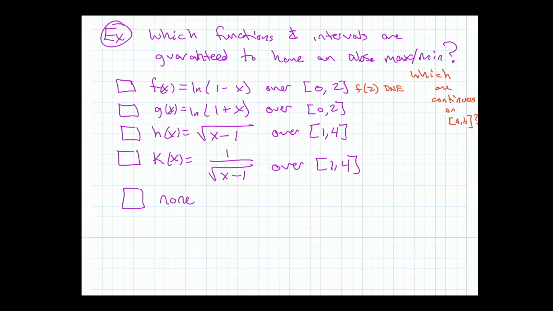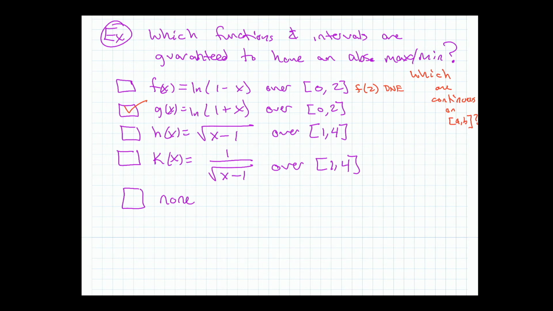All right, what about the next one, g, on 0 to 2? ln 1 plus x. That's actually fine, because if you put in a 0, you get ln 1. That's okay. Up to 2, you'll have ln 3. So it's just everything between ln 1 and ln 3. That's continuous on that interval. So this is guaranteed to have a maximum and minimum.